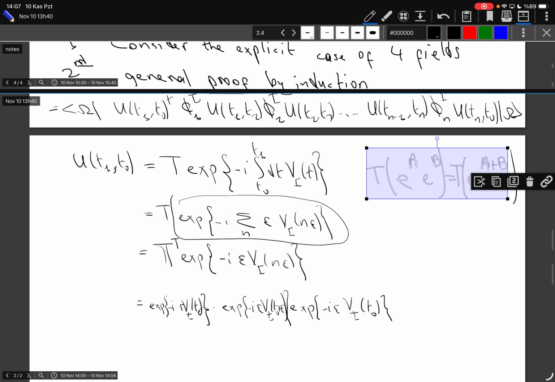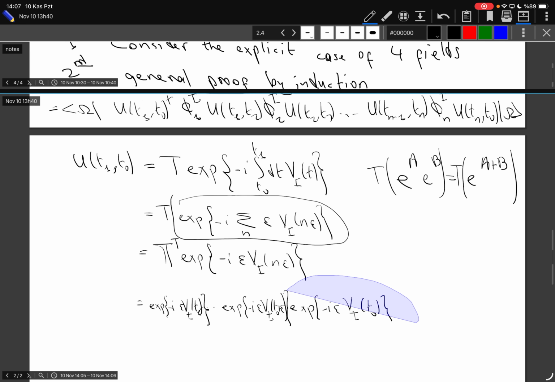So this just evolves your state by epsilon. Then you just evolve it by another epsilon. Then you evolve it by another epsilon. So if these steps are small enough, that will give you the full evolution. Of course, you have to take, I don't know, (T1 minus T0) over epsilon steps.